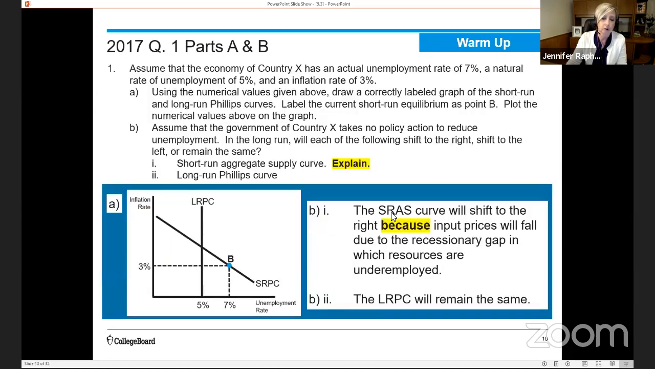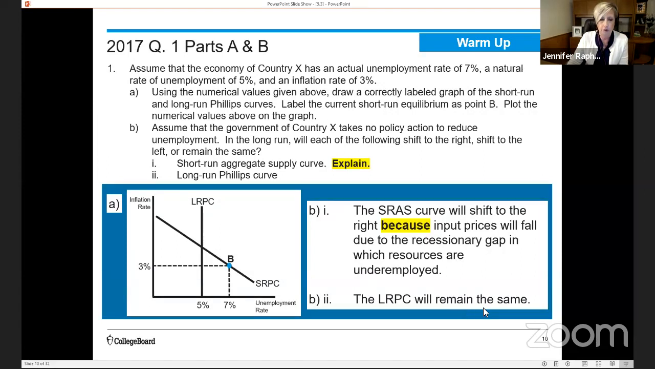We are going to take a look now at what a full point answer to this question would look like. You'd have your graph for part A, and then you'd have your answer to B1 and your answer to B2. Remember how important that word explain is. When you have an explain point, you want to assert the answer to the question and explain why your answer is true. Our assertion is the short run aggregate supply curve will shift to the right because input prices fall due to the recessionary gap where resources are underemployed.